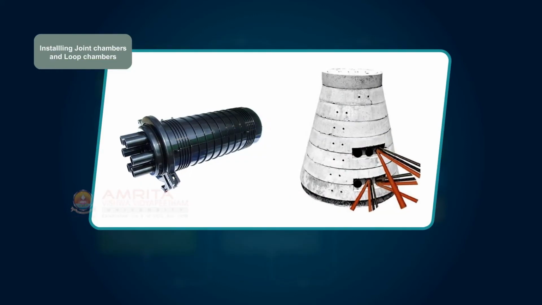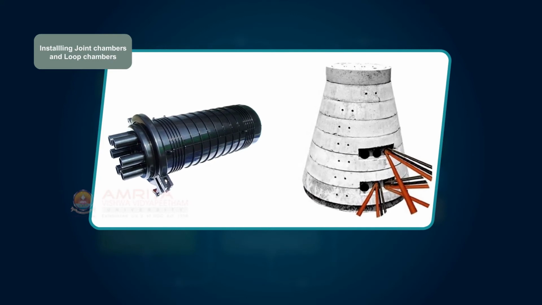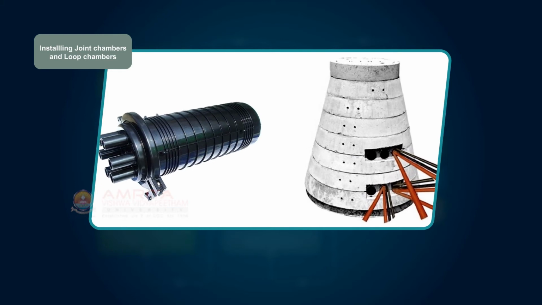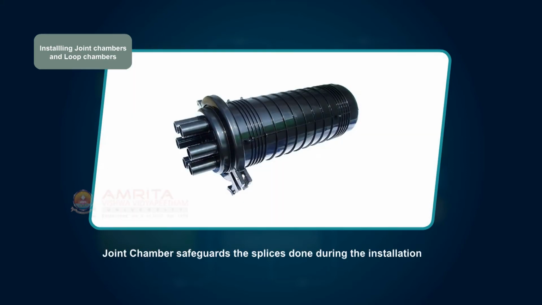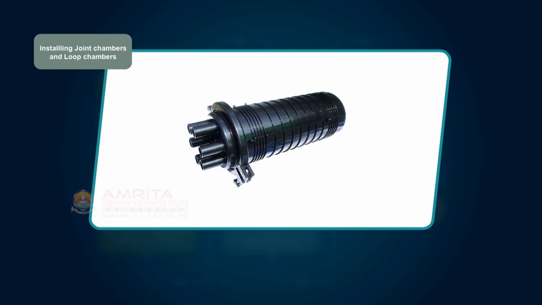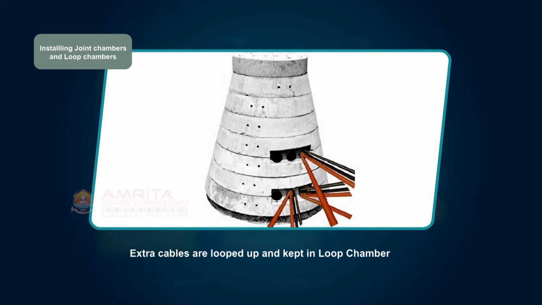Installing joint chamber and loop chambers. Joint chambers and loop chambers are installed at a length of every 2 or 4 kilometers. The joint chamber safeguards the splices done during the installation. Extra cable lengths are looped up and kept in a pit called the loop chamber.